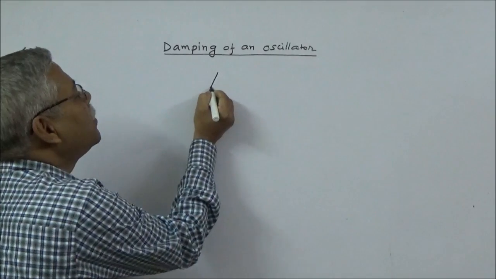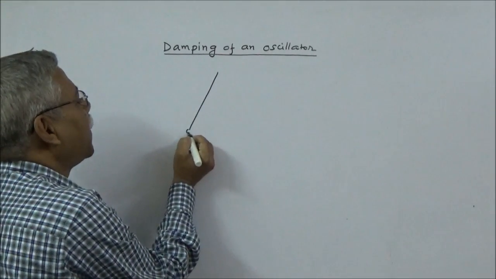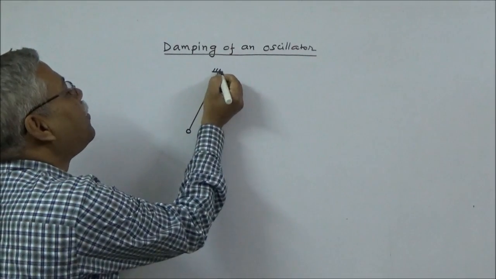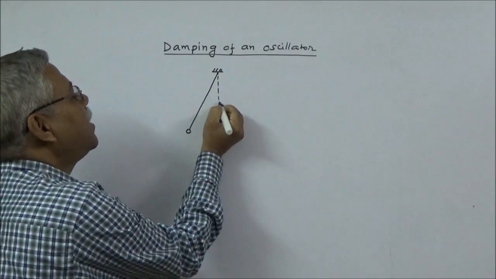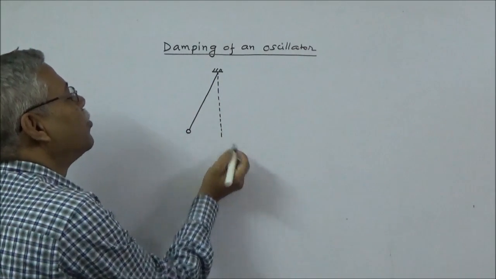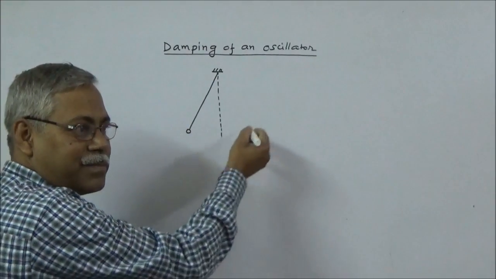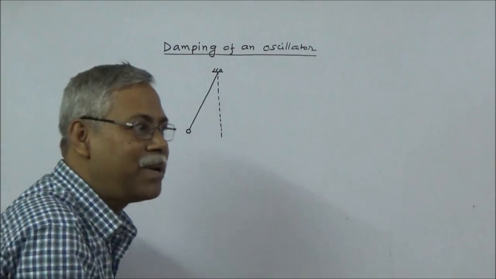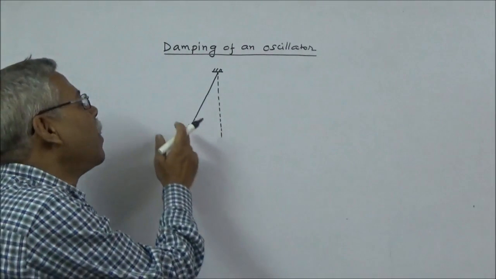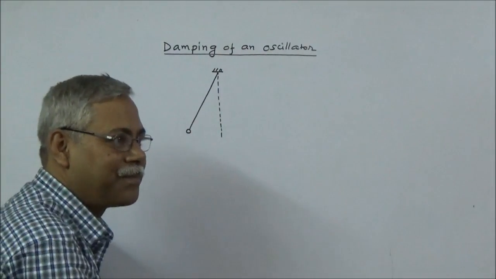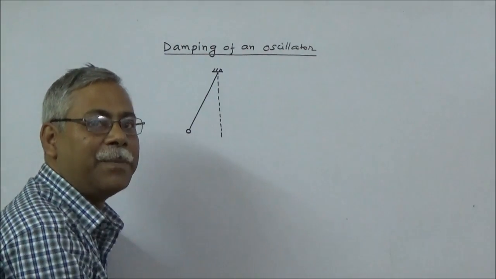Consider the motion of a simple pendulum. This is oscillating. In the ideal situation, we assume that there is no damping and the motion will go on. But this does not happen. All of you know that the motion stops after some time. That is because of damping.